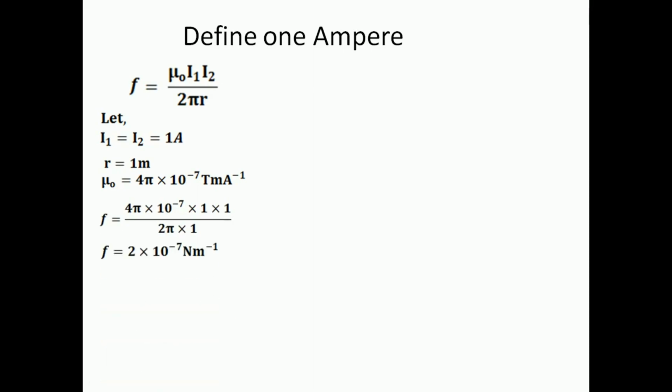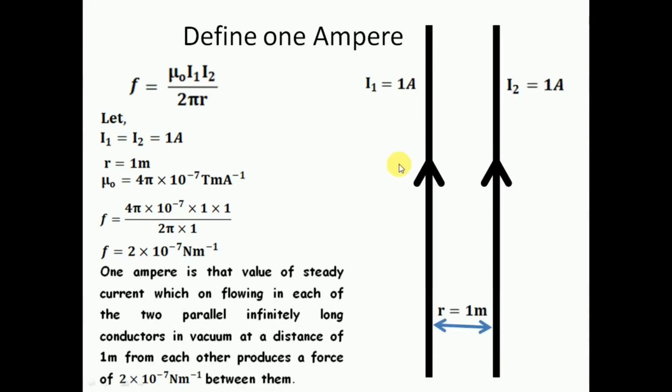7 Newton per meter. So it means if you take two conductors at a distance of 1 meter apart, and if you send 1 ampere current through both the conductors, then the force between them will be 2 into 10 to the power minus 7 Newton per meter, and this force depends on the direction of the current. So if they are in the same direction, they attract each other, and if they are in opposite directions, they repel each other with this force.